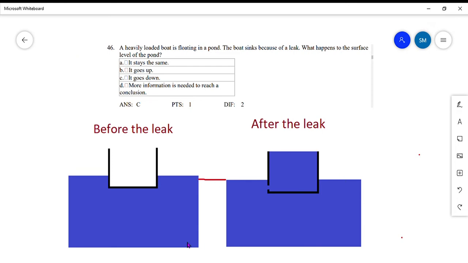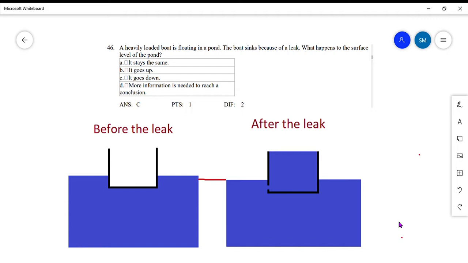Question number 46. I think it is a little bit hard. It depends on your imagination. He said in the question, you have a pond and a boat. We will consider the boat as this container or this scoop.